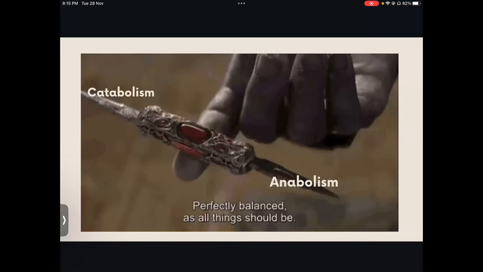Now, one of my favorite sayings: catabolism and anabolism are perfectly balanced, as all things should be. So there is a balance in our body between catabolism and anabolism. You don't end up breaking down all of your sugars. You are also creating your sugar, so that there's a balance, and each process happens when it is needed. All biosynthetic reactions of macromolecules, like making sugars, proteins, and lipids, are also balanced by their degradation. That is how our body maintains a balance.